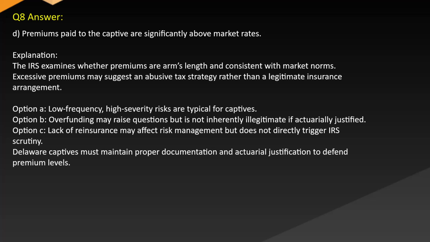Option A: Low-frequency, high-severity risks are typical for captives. Option B: Overfunding may raise questions but is not inherently illegitimate if actuarially justified. Option C: Lack of reinsurance may affect risk management but does not directly trigger IRS scrutiny. Delaware captives must maintain proper documentation and actuarial justification to defend premium levels.